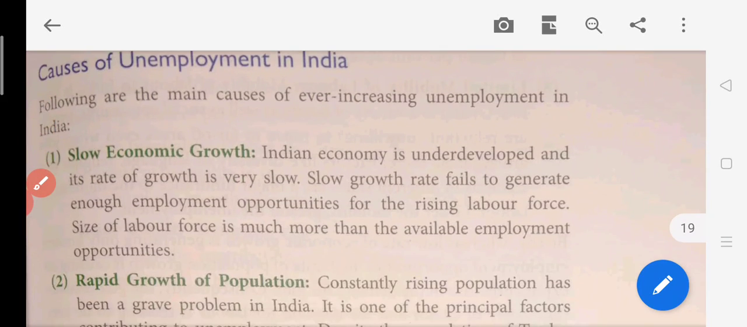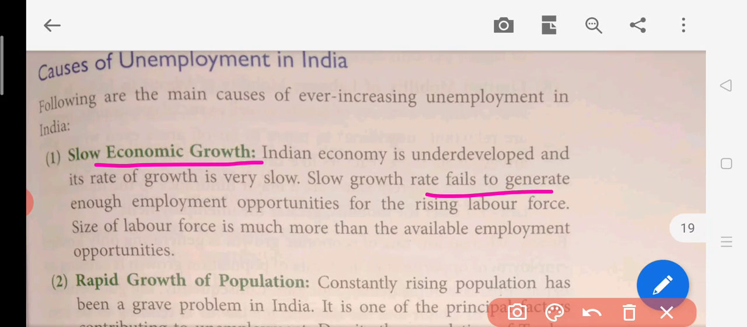Okay, now what are the causes of unemployment in India? So basically, slow economic growth. Indian economic growth is very slow. Because of that, we are unable to generate enough employment opportunities, because the labor force is rising, but we are not able to increase the economic growth speed. So because of that, many people are not getting jobs.